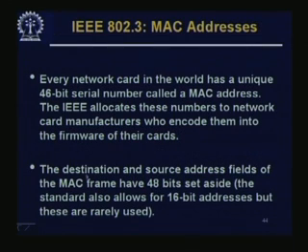Now just a couple of words about the addresses. You remember that there are 6 byte addresses. Every network card in the world has a unique 46 bit serial number called a MAC address. So, we are talking about the Ethernet. There is a 46 bit address, so 2 to the power 46 is about 64 trillion, which is a very large number.